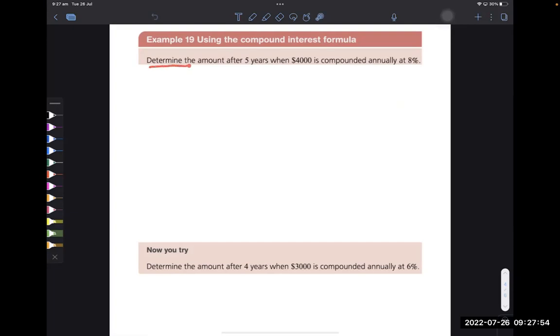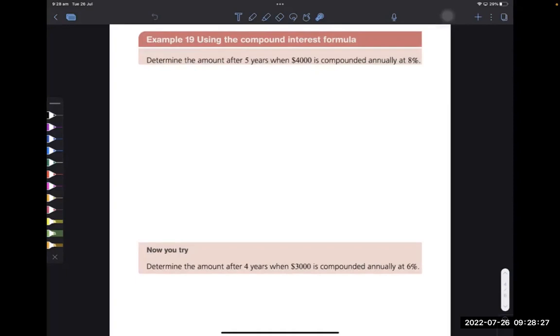So the question here asks us to determine the amount after 5 years. So what is this saying if we say amounts after 5 years when $4,000 is compounded annually at 8%? There's a lot of information there, but we don't look at this whole sentence at once. We have to break it down. So what do we want to do? The word starts with an A. And we want to annotate. So we want to underline and we want to label, write some notes.